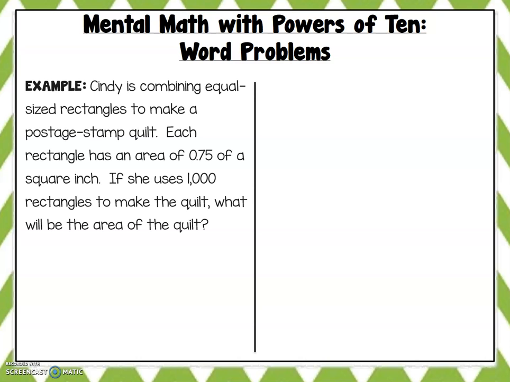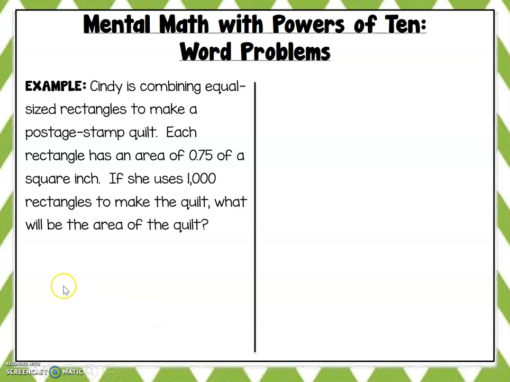So let's take a look at a quick example of each of these types of word problems. So the first example I have is Cindy is combining equal-sized rectangles to make a postage stamp quilt. Each rectangle has an area of 0 and 75 hundredths of a square inch. If she uses 1,000 rectangles to make the quilt, what will be the area of the quilt?